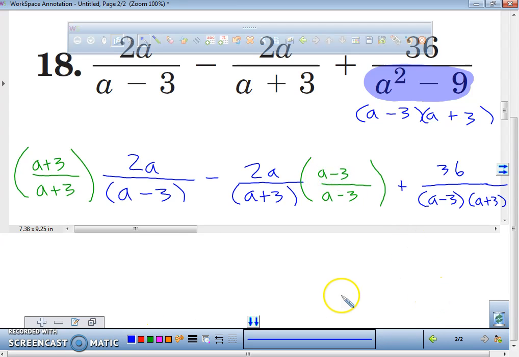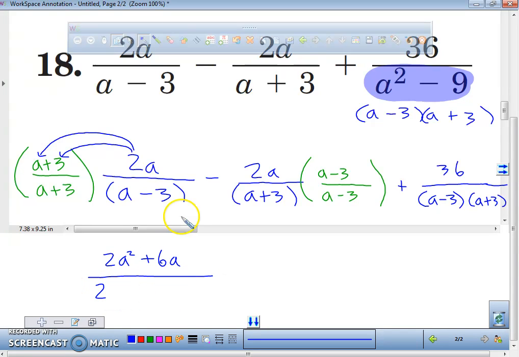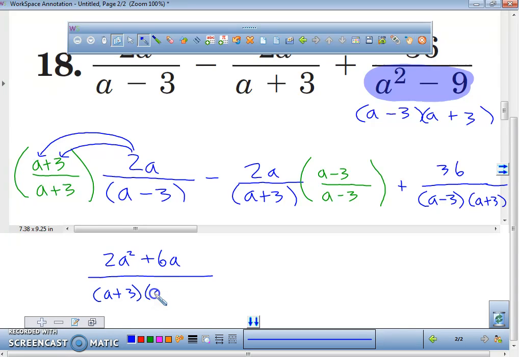Now sometimes students will pause. They get to this point like, okay, great, now what do I do? Now what you got to do is take the 2A and multiply it to the A, and then take the 2A and multiply it to the 3. So we're going to distribute it into both monomials. So what is 2A times A? That's right. And what's 2A times 3? Very good. And put this over, everybody. Put this over A plus 3, A minus 3.